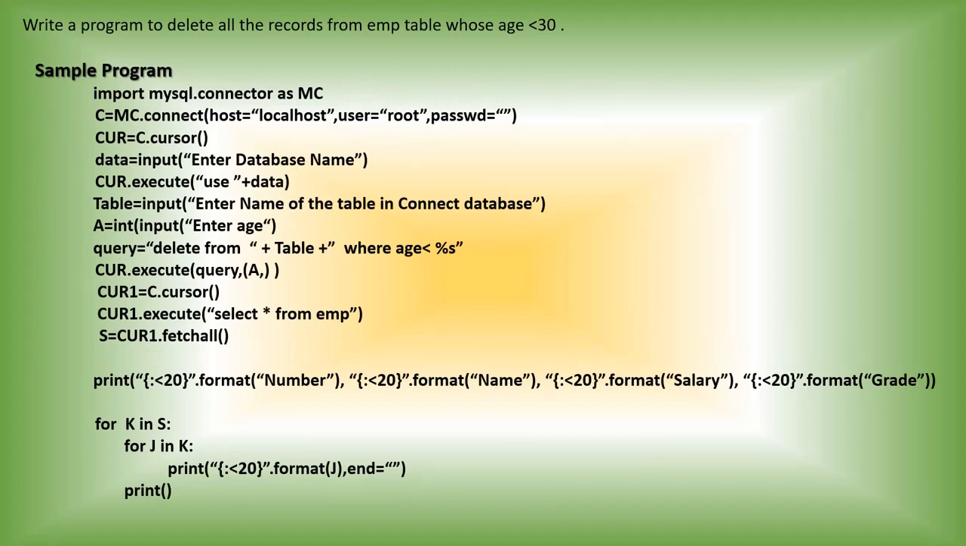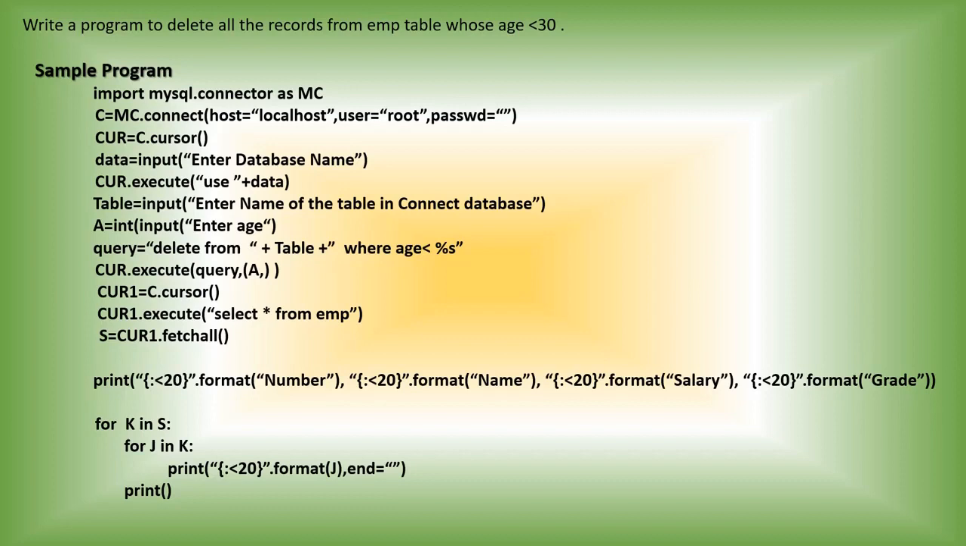See, I just wrote a code here. Just read out the question. Write a program to delete all the records from EMB table whose age is less than 30. So that means delete is the query and the where condition will be age less than 30.